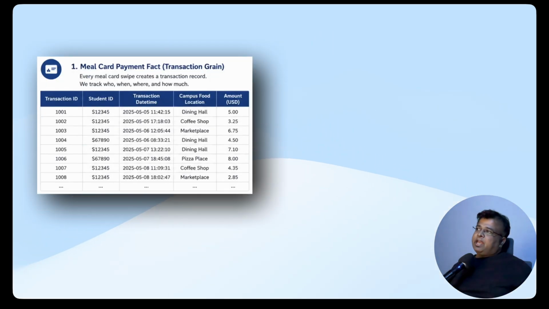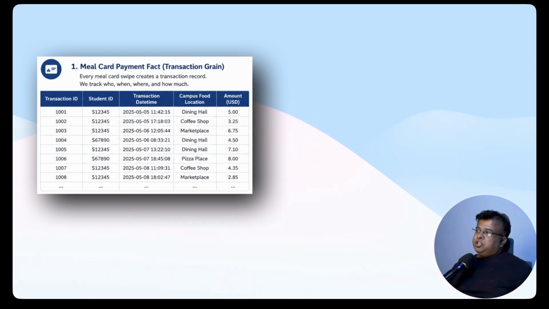Imagine we already have a transaction grain fact table called meal card payment fact. Every time a student uses their meal card on their school campus or college campus, a transaction gets recorded. We track things like which student made the purchase, when it happened, where on campus it happened precisely, and how much money was spent. So if a student spends like $5 on lunch, a new row gets inserted into the transaction system and eventually lands in the data warehouse.